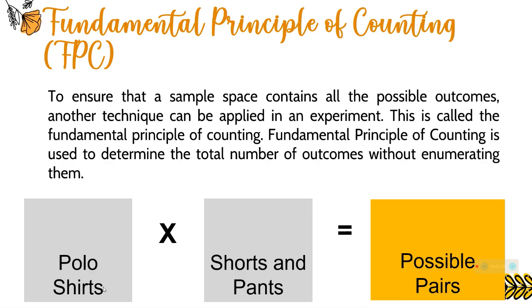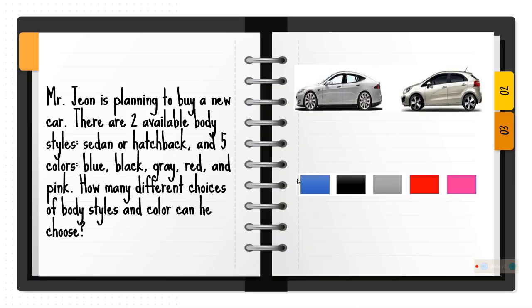So, we have here 2 polo shirts times 4 shorts and pants. And the answer here is 8. Or you may also have 2 times 2 times 2, because 2 polo shirts times 2 shorts times 2 pants. So still you have 8 possible pairs. Question? Okay. So let's have another example.